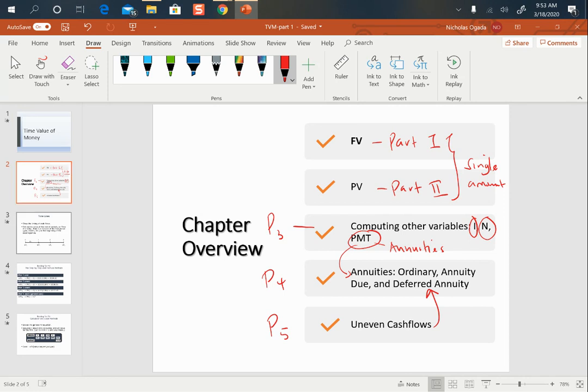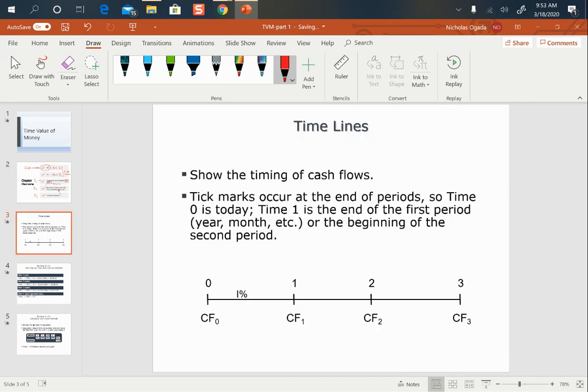So let's just begin with the first part, and that is the future value. Again, remember, we are looking at the future value of a single amount, not a series of payments. This is the future value of a single amount.